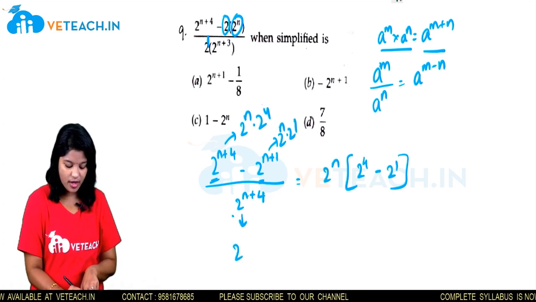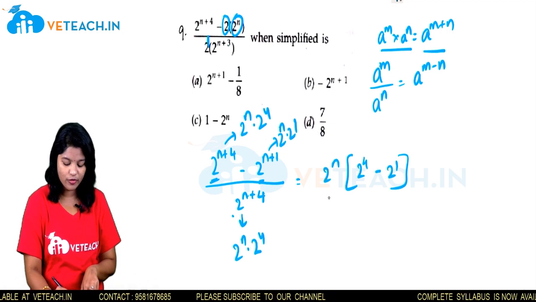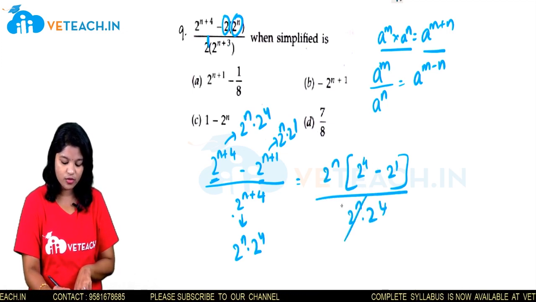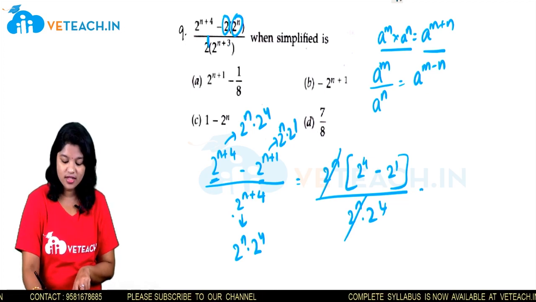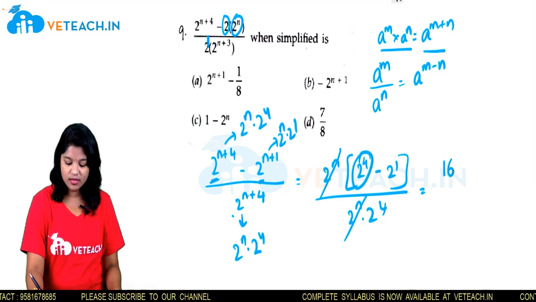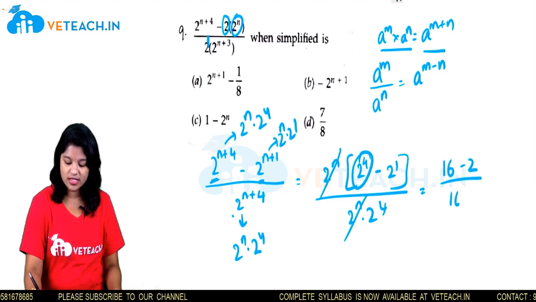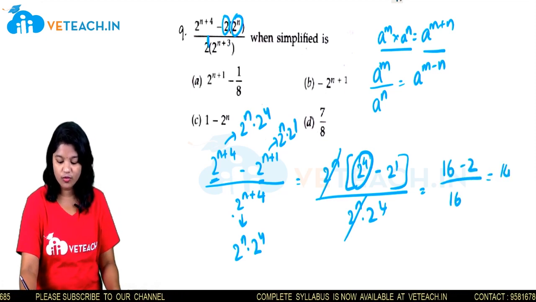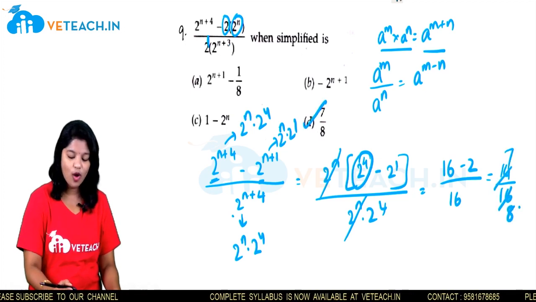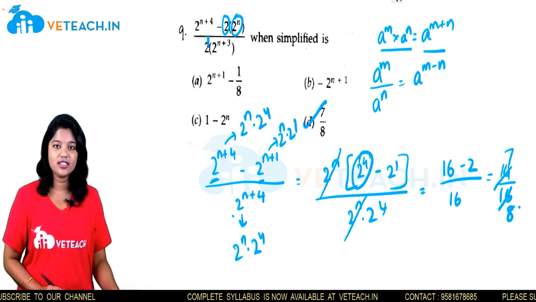Similarly, the denominator can be written as 2 power n into 2 power 4. So divided by 2 power n into 2 power 4. 2 power n gets cancelled. We will get 2 power 4 is nothing but 16 minus 2 divided by 16, that is equal to 14 by 16, 7 by 8. So option D, 7 by 8 is our correct answer.